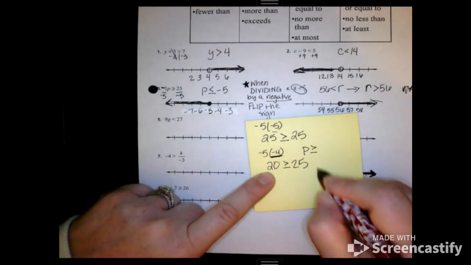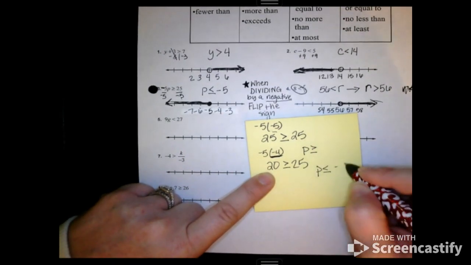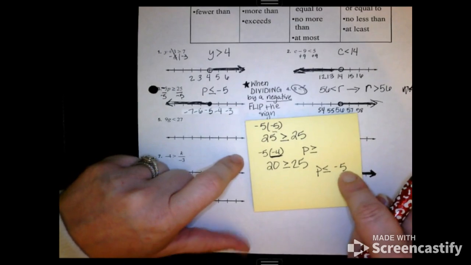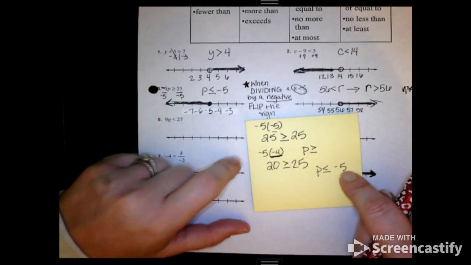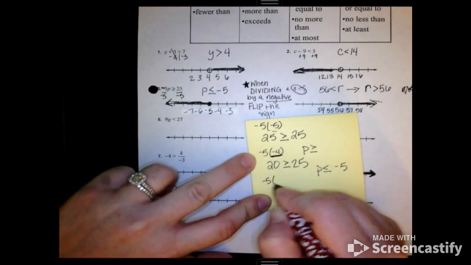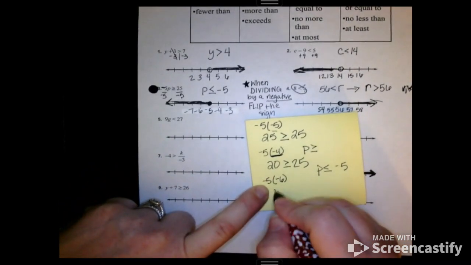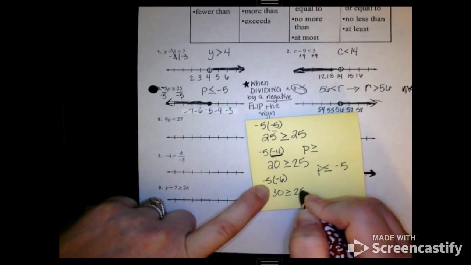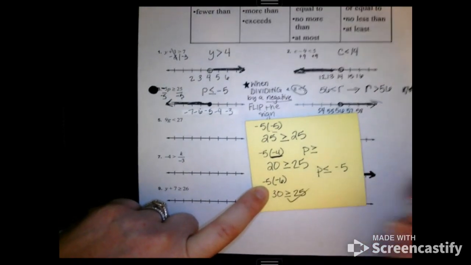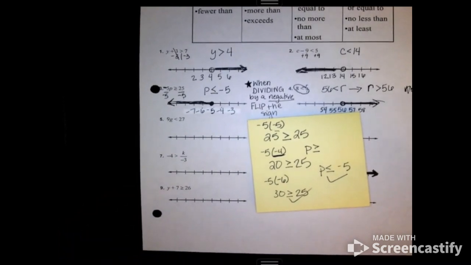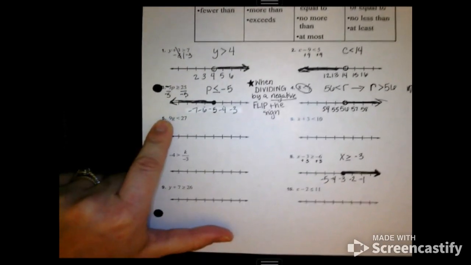So when I flipped it and said P has to be less than or equal to -5, well, what's less than -5? -6. So if I plug that in, -5 times a -6, what does that give me? Is 30 greater than or equal to 25? Yes, so that's the only way to keep the inequality true with negatives. It's kind of like we have to reverse our thinking with negatives, right? Yes, so we have to reverse the sign. All right?